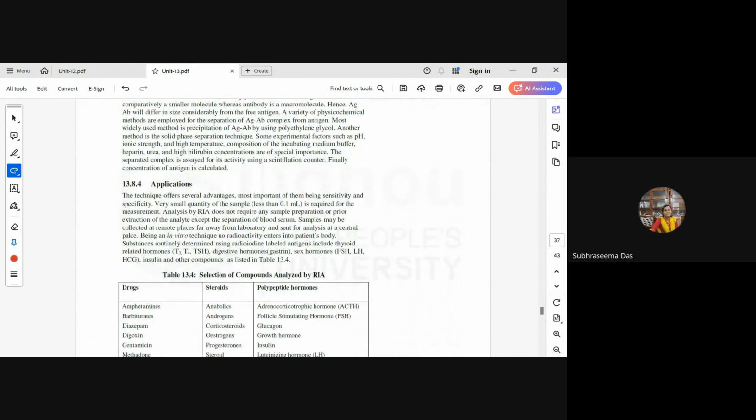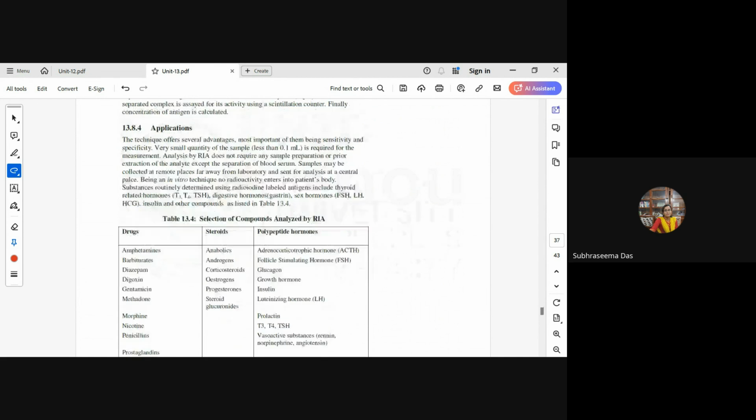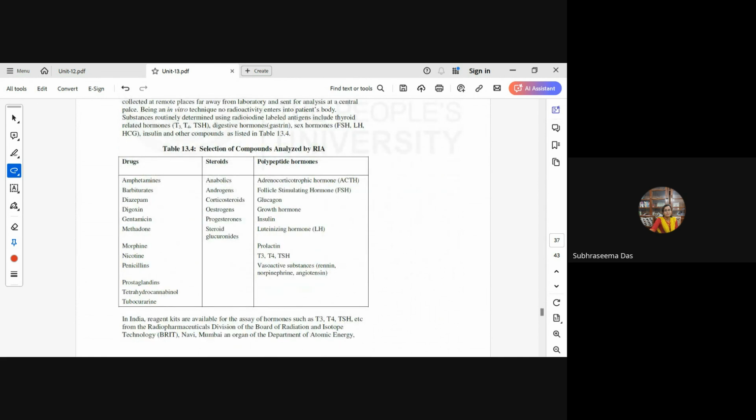So radio immunoassay has various applications, particularly in biological samples. It has been used for analysis of various compounds by RIA. Analysis by RIA does not require any sample preparation. The samples may be collected at remote places, and in table 13.4, a selection of the compounds is listed.